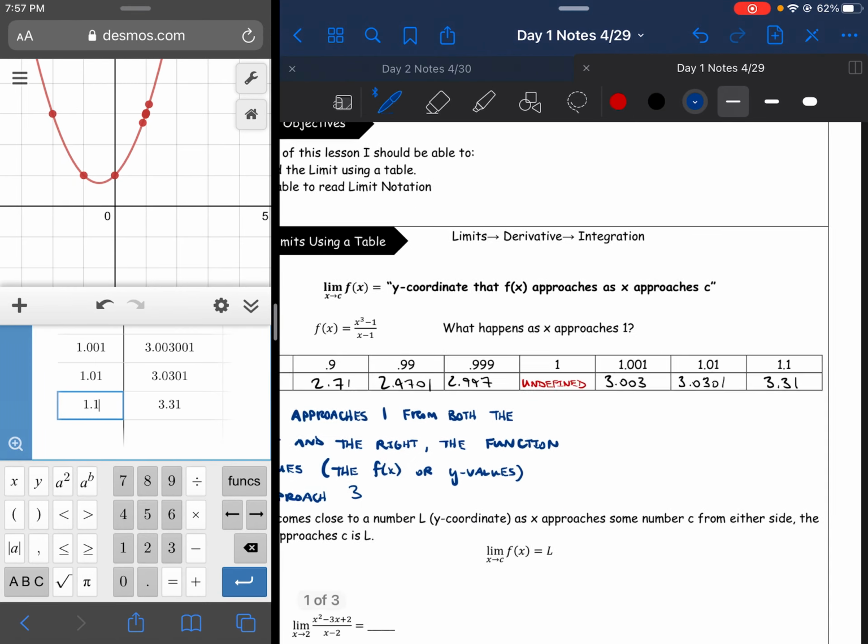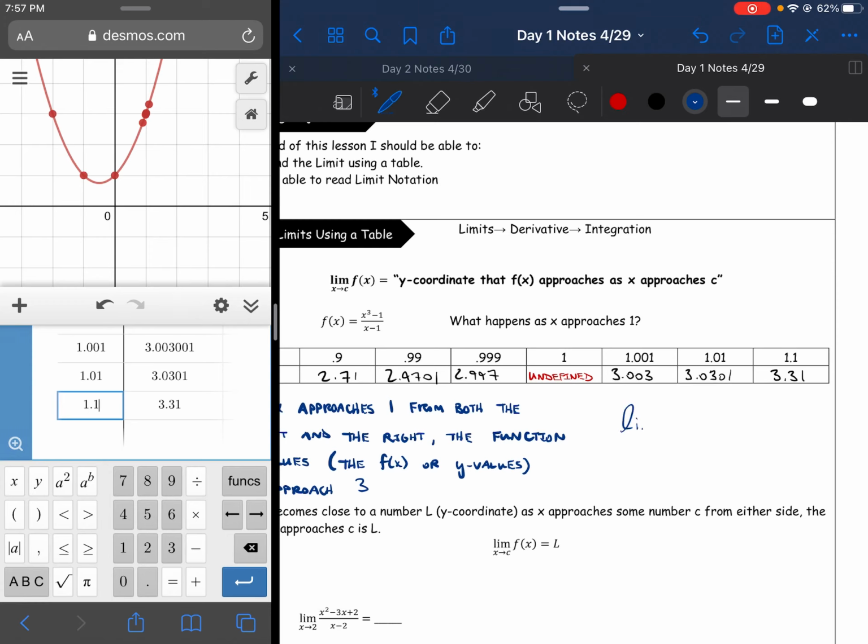And the way that we would write that is we would say the limit of f of x as x approaches 1 is equal to 3. Okay? So that's our first example.